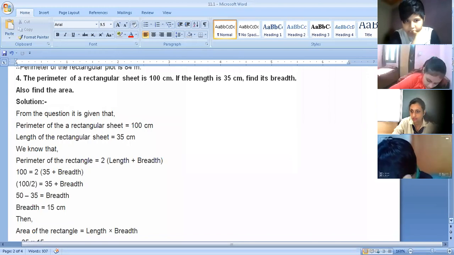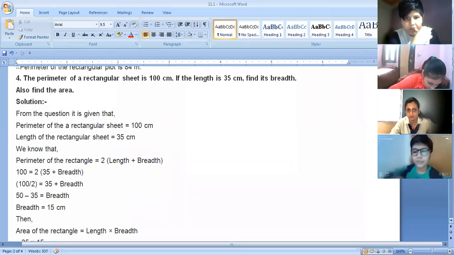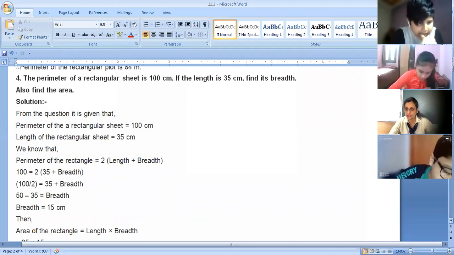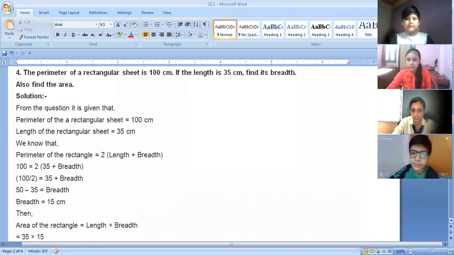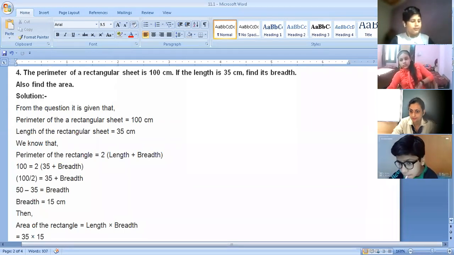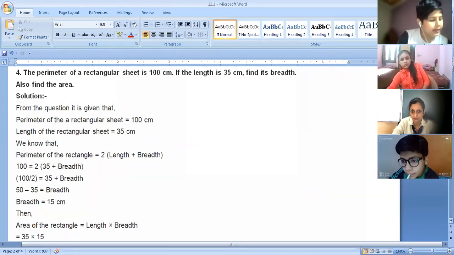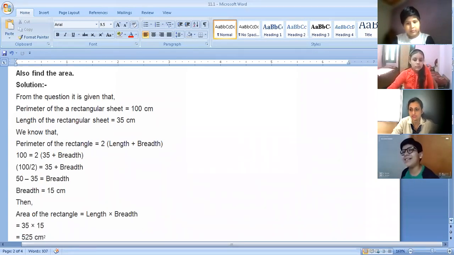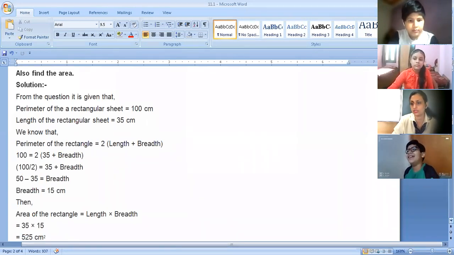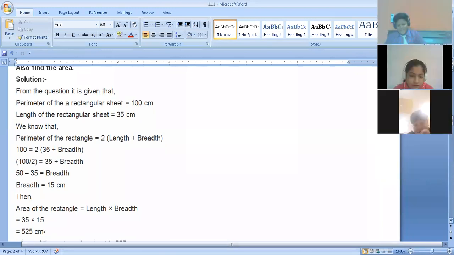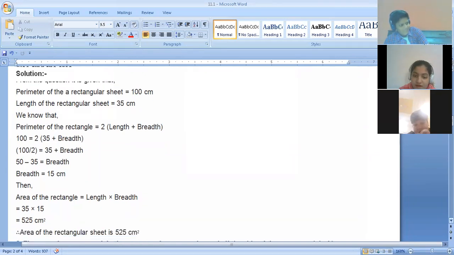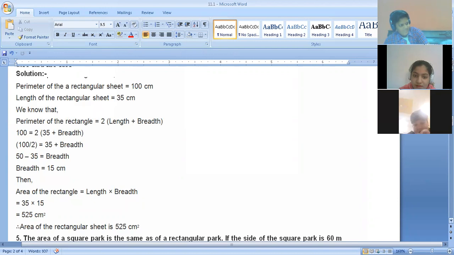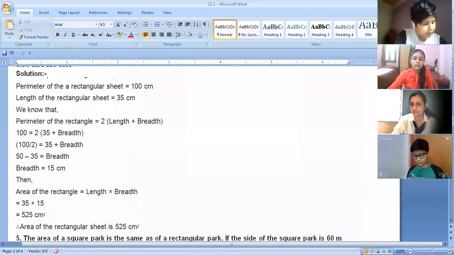Find out the area of a rectangle, length into breadth. Yes, Bhavya, your answer is right. 35 into 15. Multiply it. Yes, Vansh Jain, your answer is correct. 525 centimeters square. Do not forget to put the unit. 525 centimeters square will be the answer. So area of a rectangular sheet is 525 centimeters square. That's right.